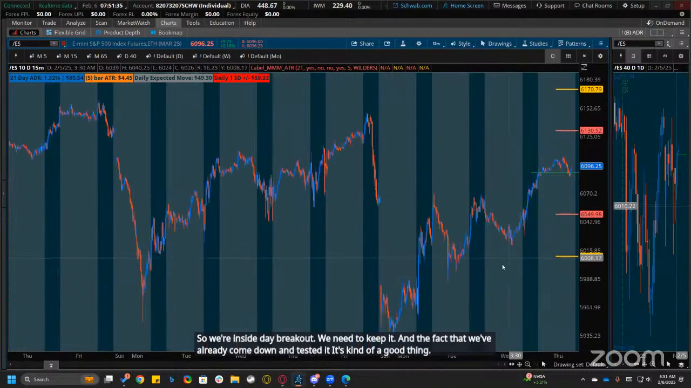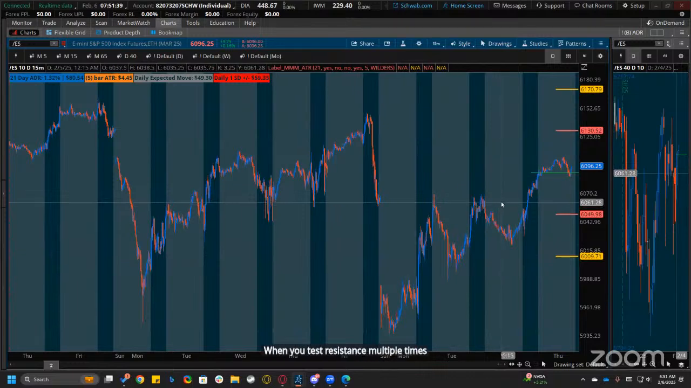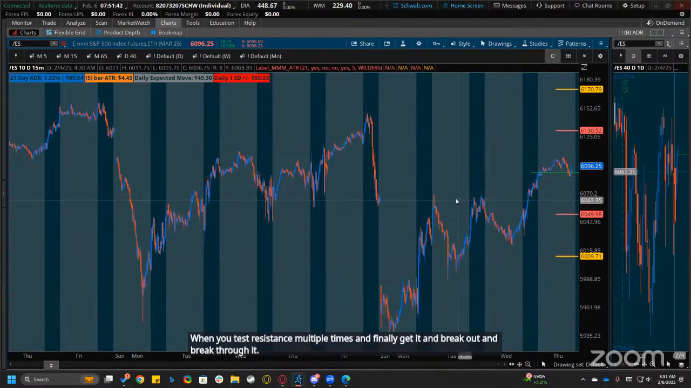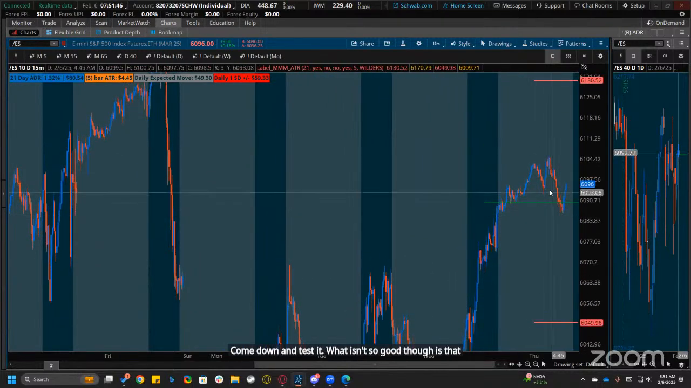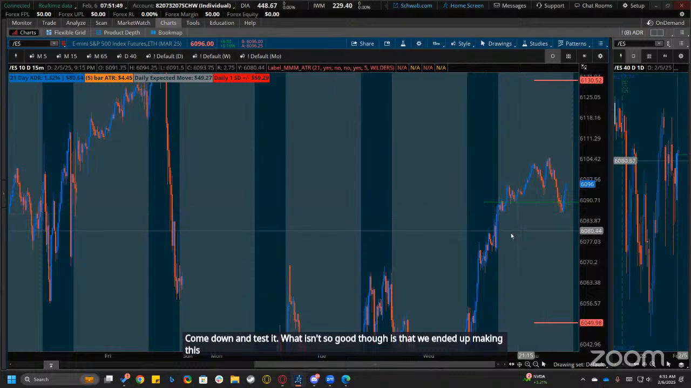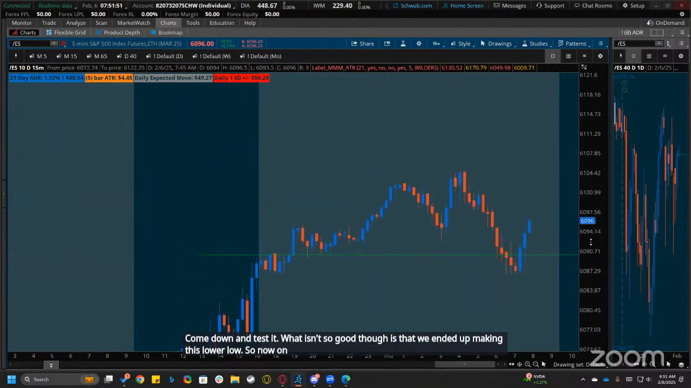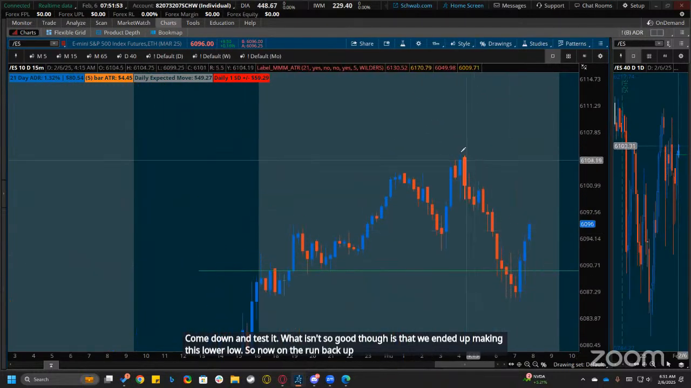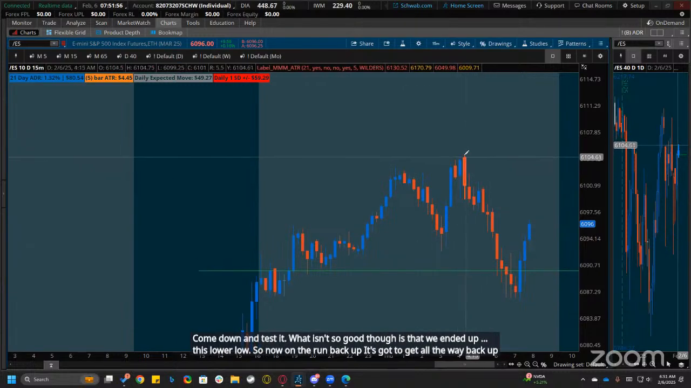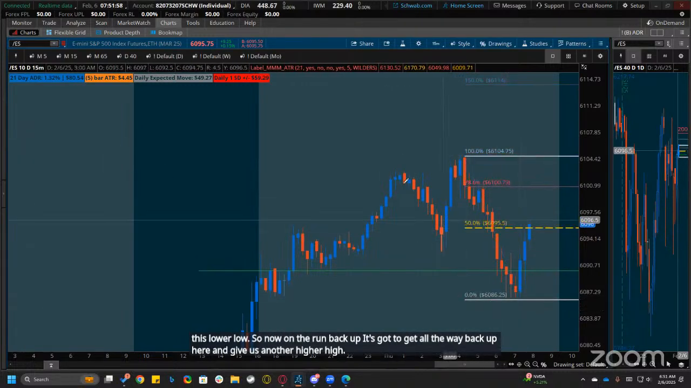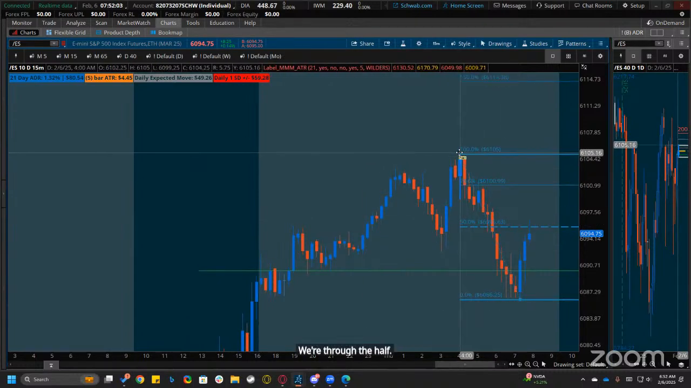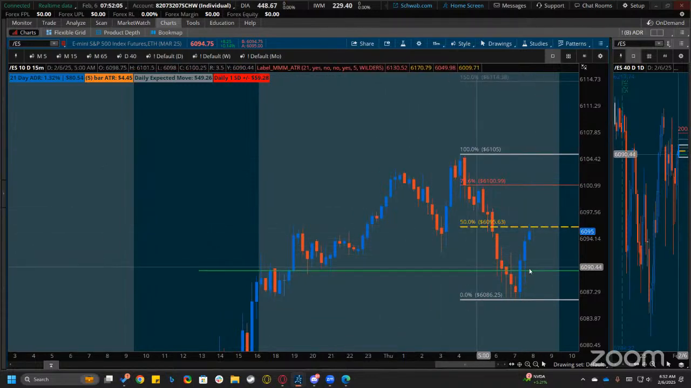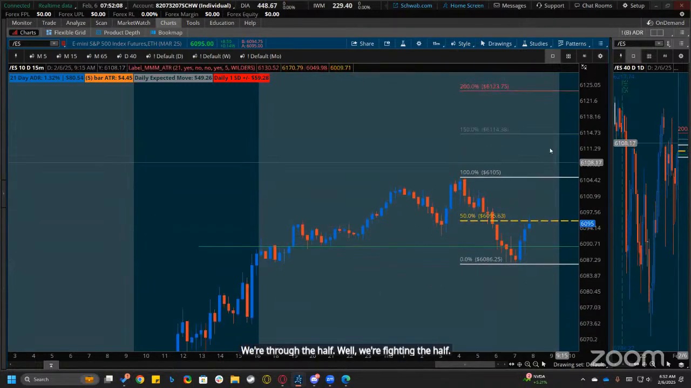It's good when you test resistance multiple times and finally break out and break through it, come down and test it. What isn't so good, though, is that we ended up making this lower low. So now on the run back up, it's got to get all the way back up here and give us another higher high. We're through the half. Well, we're fighting the half. So one step at a time.